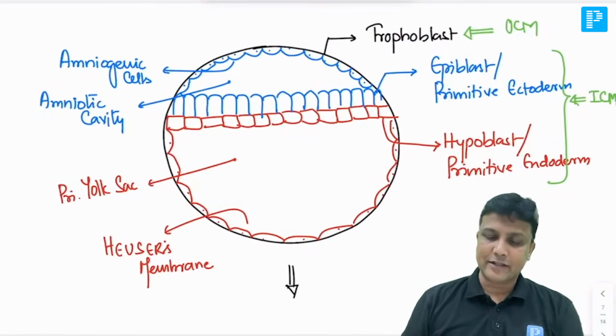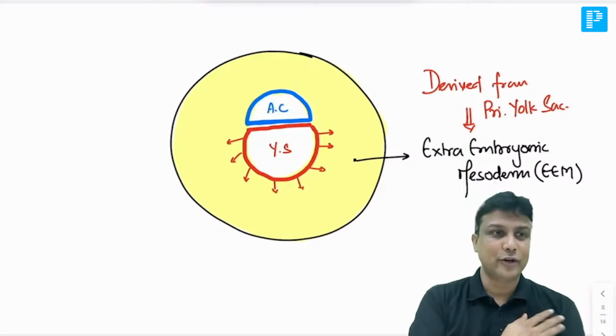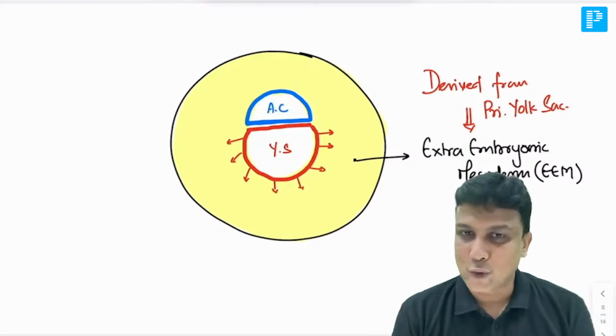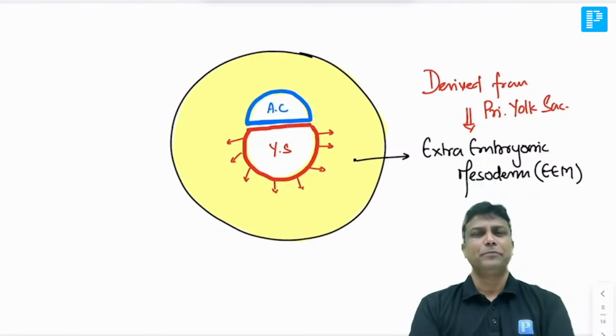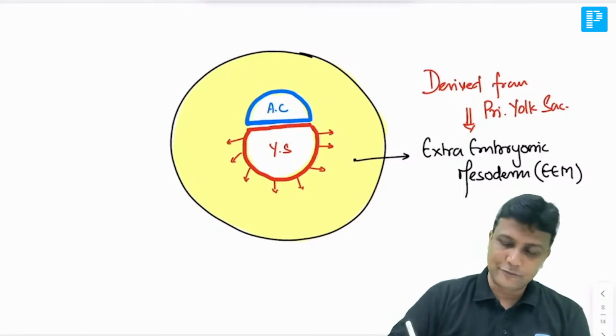So I hope you're understanding my simple line diagrams here. Therefore, now what is going to happen? Extra embryonic mesoderm, and that will be derived from the primary yolk sac. Now what is going to happen? The last and final, I told you I'll be telling you in 4 diagrams here, sir. Now welcome to the 4th diagram here.